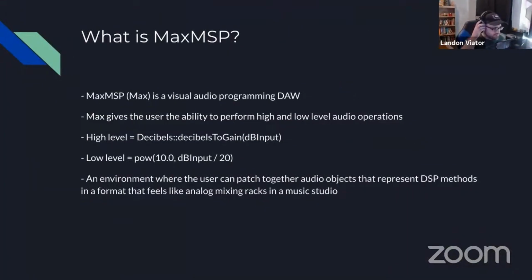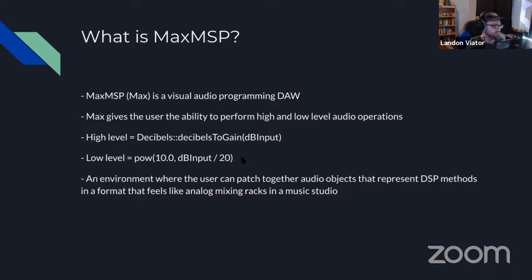So it gives the user the ability to perform high and low level audio operations, where high level would be abstracted away from the nuts and bolts. So I have an example here with the JUCE decibels to gain function, where all you have to do is input the decibel value and it'll output the gain. And then low level would be doing the actual math. So I assume this is the same function that they're using. You're raising 10 to the drive divided by 20, or the input divided by 20. So that would be low level, the nuts and bolts code of it.